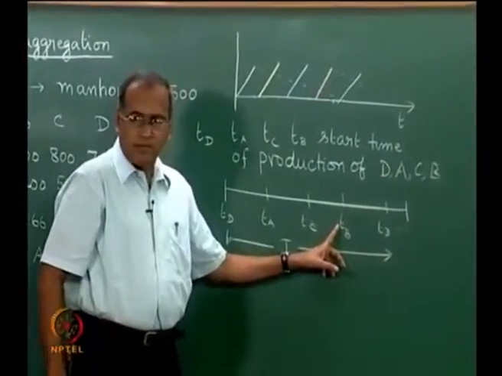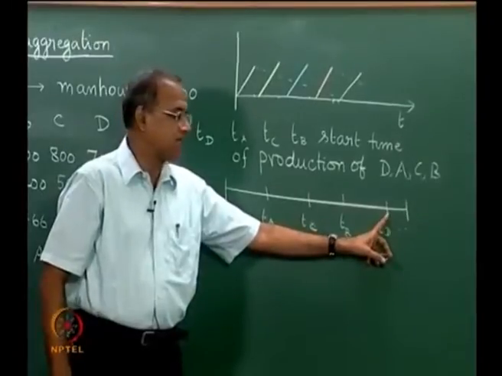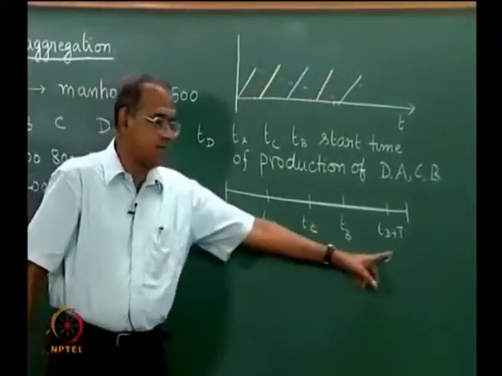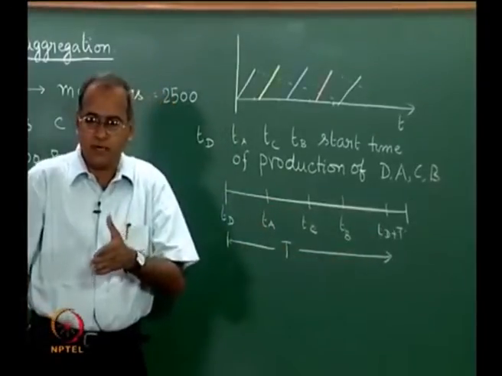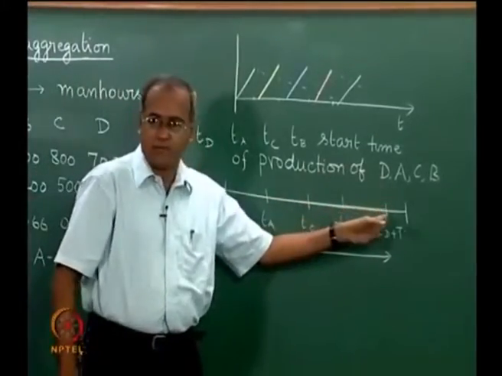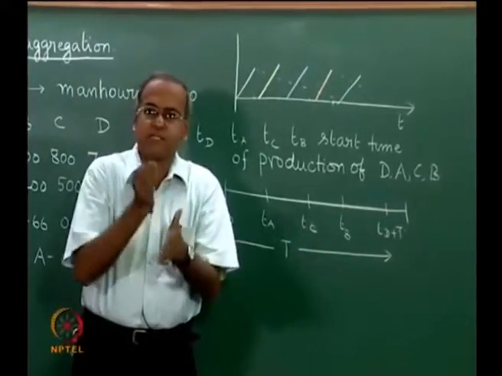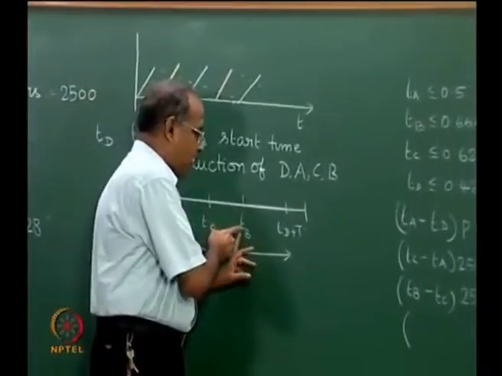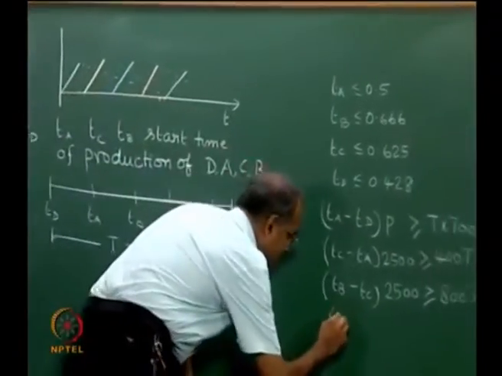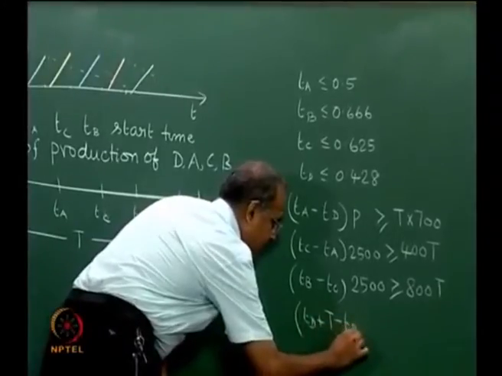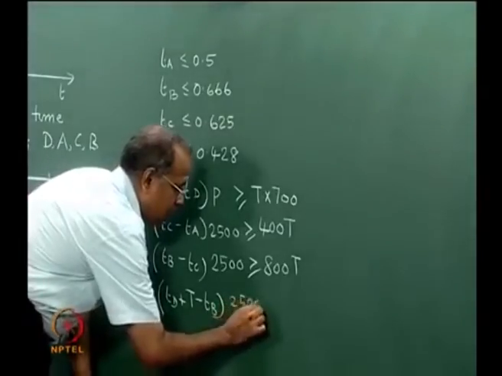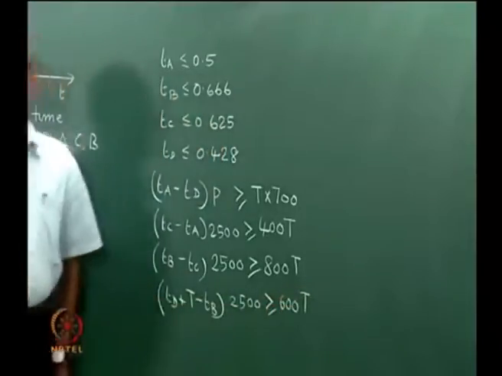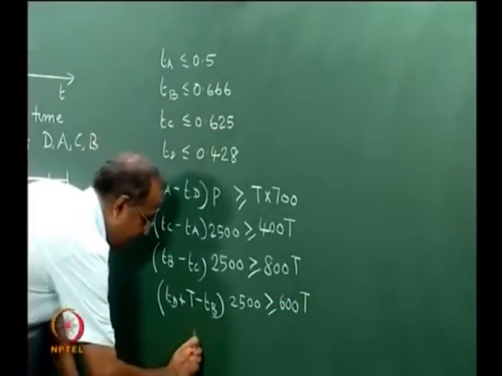if this is Tb, we start producing D again here. So, this is not Td, but this is T plus Td, because the cycle has come here. Earlier when I wrote Td, I was trying to say that we are going to start producing D again, but the moment we want to write the time at which we start producing D again, it becomes Td plus another T. So, we are producing this item B up to Td plus T. So, this is Td plus T minus Tb into 2500 is greater than or equal to 600 T. Of course, we have all Tj, T greater than or equal to 0.